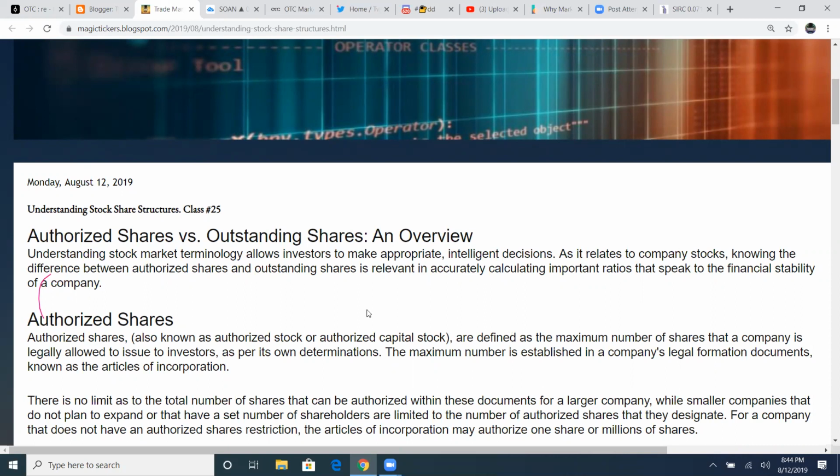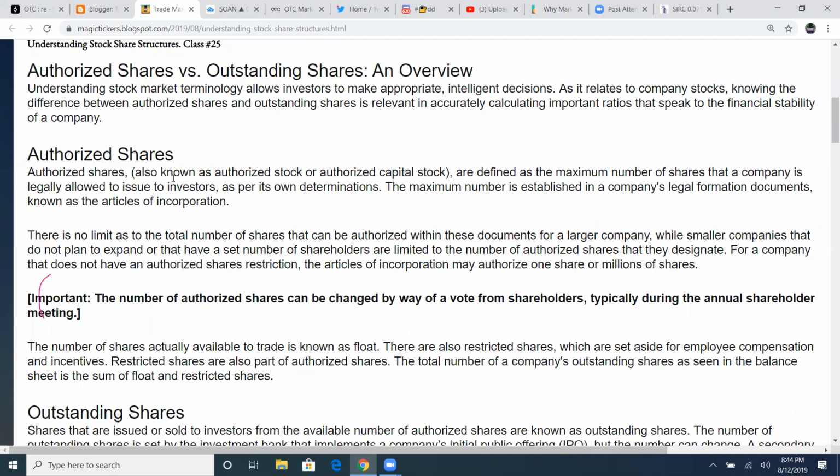Authorized shares versus outstanding shares, an overview. Understanding stock market terminology allows investors to make appropriate, intelligent decisions as it relates to company stocks. Knowing the difference between authorized shares and outstanding shares is relevant in accurately calculating important ratios that speak to the financial stability of a company. Authorized shares, also known as authorized capital stock, are defined as the maximum number of shares that a company is legally allowed to issue to investors as per its own determinations.